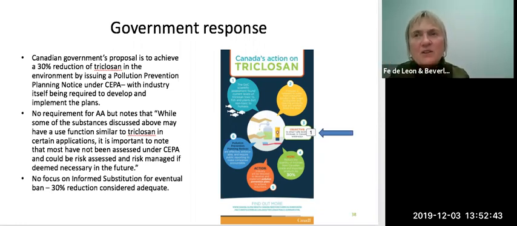It would have been much better to have done what the EPA tends to do, which is let's just assess the hazards of alternatives and see where we stand. And again, there was no focus on informed substitution for an eventual phase out of triclosan. The government seems to think that a 30% reduction achieves their goal.